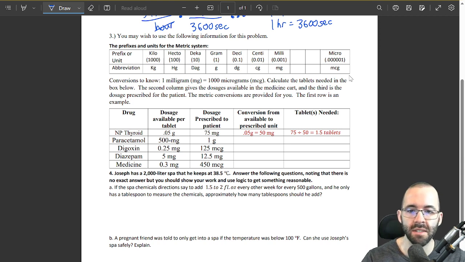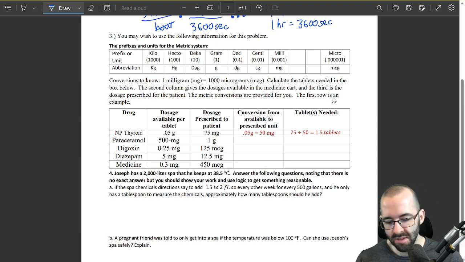Because this sort of thing does happen. You know, if you prescribe a certain amount of a drug, but the drug only comes in certain units, you're going to have to make that conversion. So this is convenient because we give you an example.